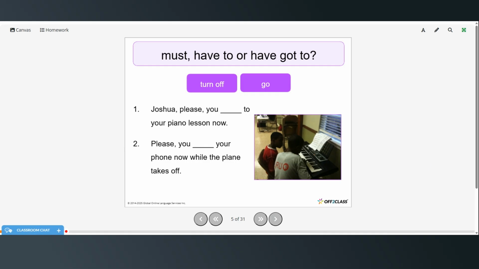All right, so for these sentences, decide whether you're going to use must, have to, or have got to with one of the verbs from the boxes. You can pause the video, try these on your own, and then restart when you're ready to check your answers.